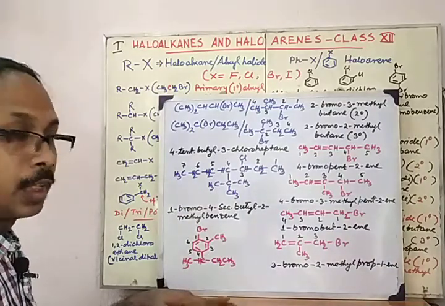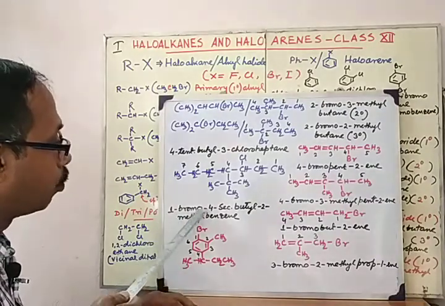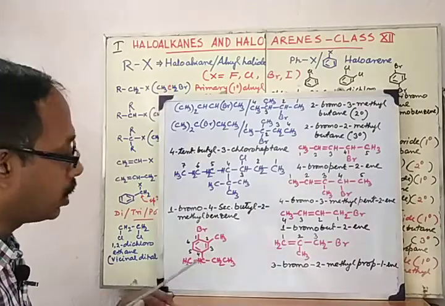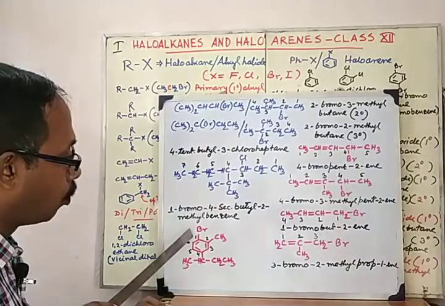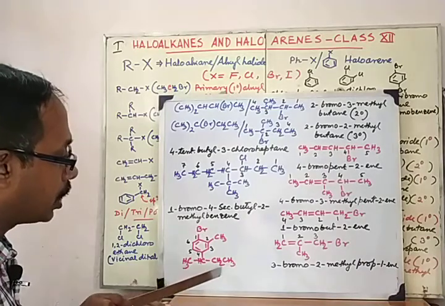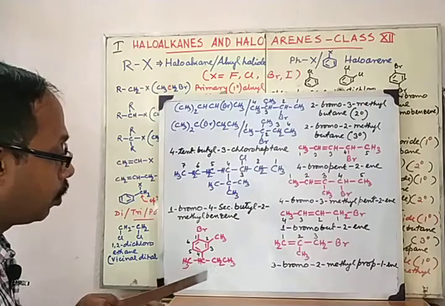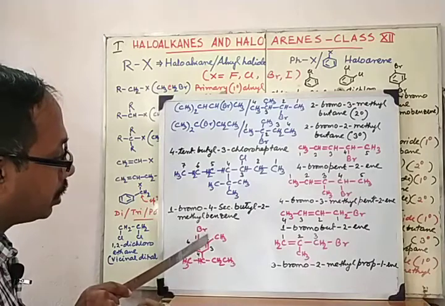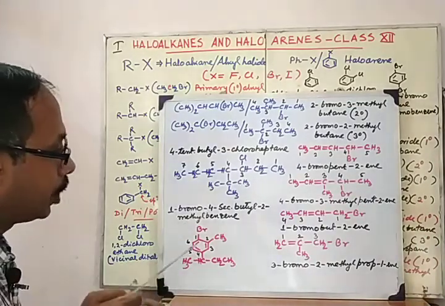Similarly, if the formula is given as 1-bromo 4-secondary butyl 2-methyl benzene. So we can start with the benzene ring, then it is numbered. Now at the 1 position the bromo is there. Now at the 4th position the secondary butyl group. Earlier I have explained, this is the secondary butyl group. And at the 2nd carbon the methyl group is there. So this is the structure of this compound.